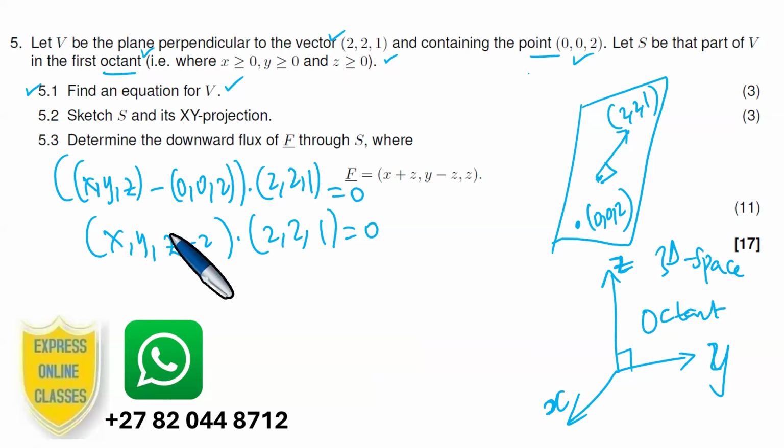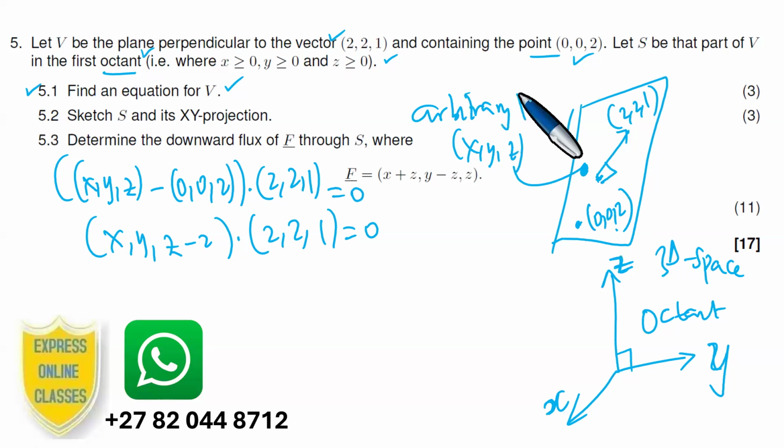So you have been given this plane V and the properties that come with it. You take a point x, y, z minus another point. This x, y, z is just some arbitrary point on the plane. You take this one minus that one and dot it with 2, 2, 1. Because the vector 2, 2, 1 is perpendicular to the plane, then these are orthogonal. How do we know they're orthogonal vectors? Because you have the x, y, z point together with the point 0, 0, 2.